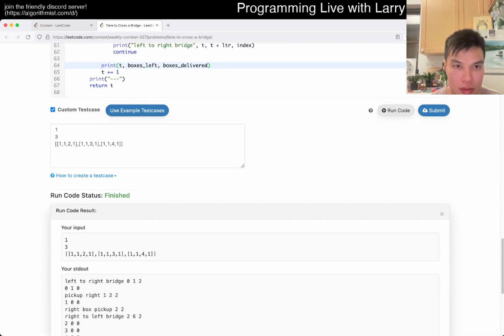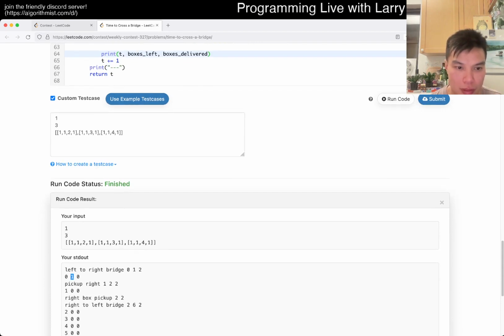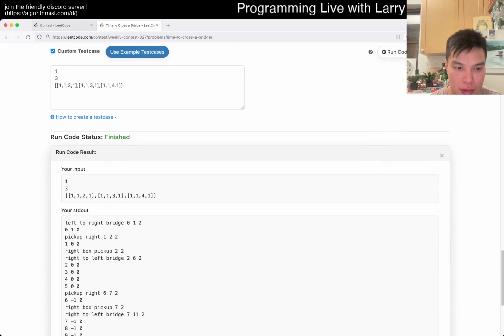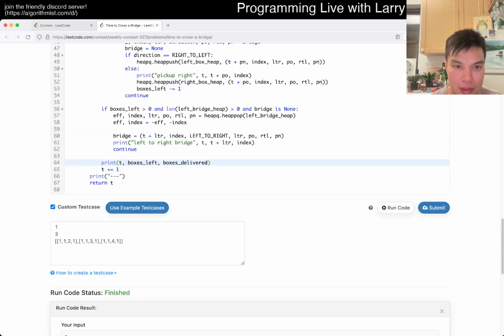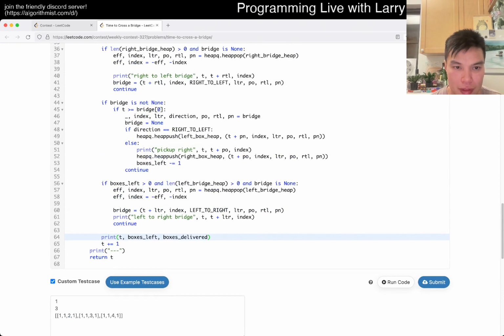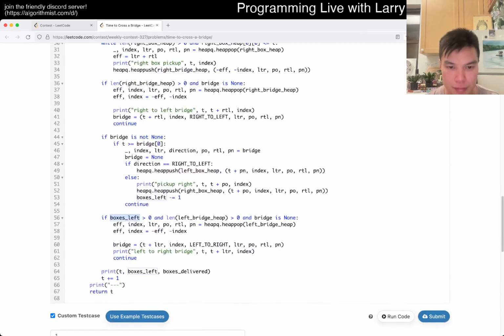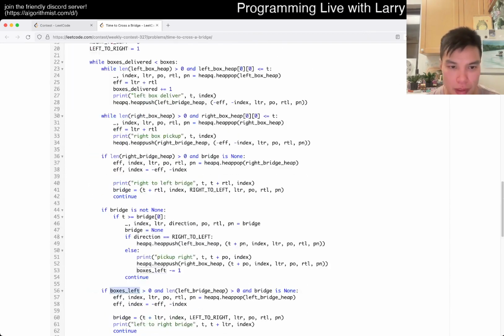Okay, so time 2, 1 box left, got picked up, and then now, right? Basically, it was adding people to the bridge from left to right, but I thought this only happens with boxes that's left is greater than 0. Left bridge heap, okay, yeah.